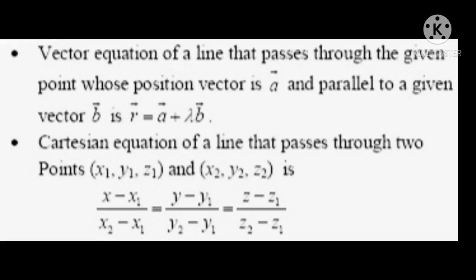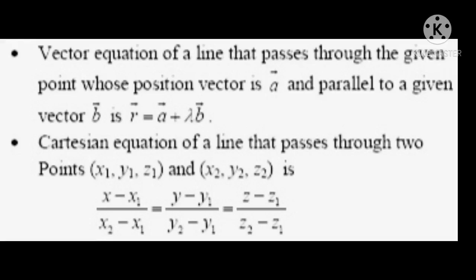So for a vector equation, what do we need? A point whose vector is A vector and a parallel line whose vector is B vector. Then we get a vector equation R vector equal to A vector plus lambda B vector. Lambda is given because however many times we multiply it, the direction would not change. As B is parallel to that line, it will not change, and the lambda value can be given as we need it. For a definite vector equation we will have an exact value of lambda, or the lambda value can be changed for different lines.